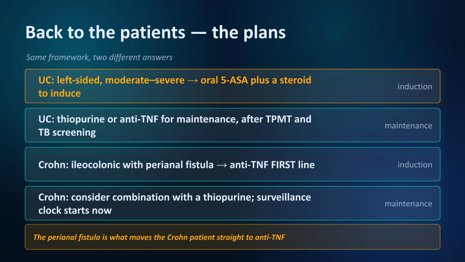The man with ileocolonic Crohn disease and a perianal fistula. His perianal disease moves anti-tumor necrosis factor to first line, we consider combining it with a thiopurine, and his 8-year surveillance clock starts from today's diagnosis date. Both also get vaccination review and bone health assessment before immunosuppression.